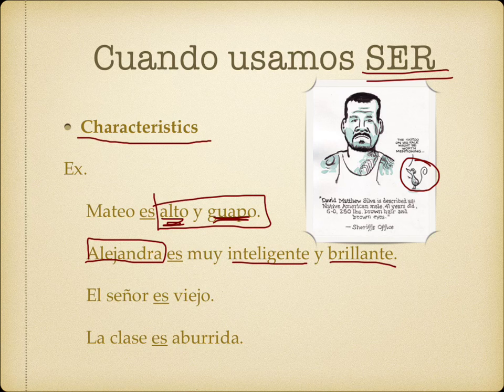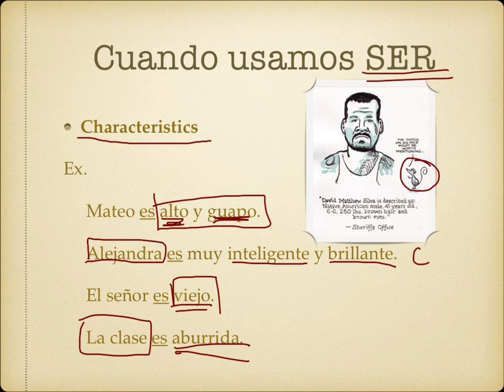Okay, another thing. This is a characteristic. El señor es viejo. Okay, he is old. We're describing him as an old person, right? So because we're doing that, it's a characteristic of the individual. La clase es aburrida. The class is boring. So this is considered a characteristic of the class. It's a permanent thing. Like normally, that class is extremely boring, okay? But not the Spanish, right?